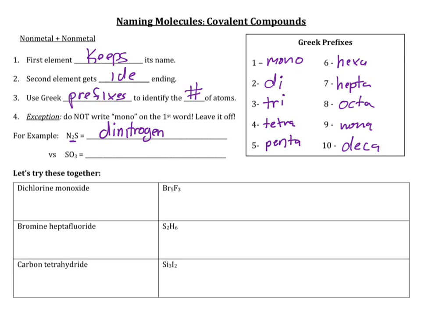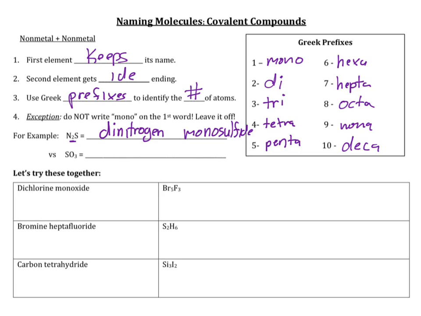So when we're naming it, there's two nitrogens, so it's dinitrogen. There's one sulfur, so it's mono, and instead of sulfur, it's sulfide, monosulfide. So dinitrogen monosulfide.